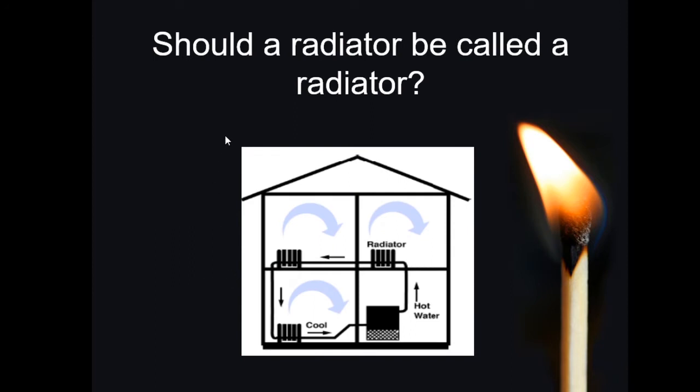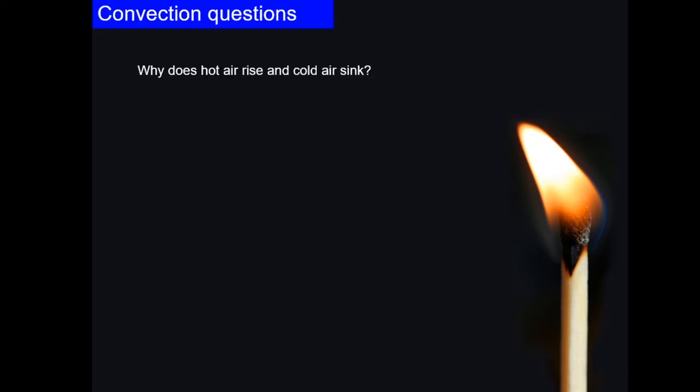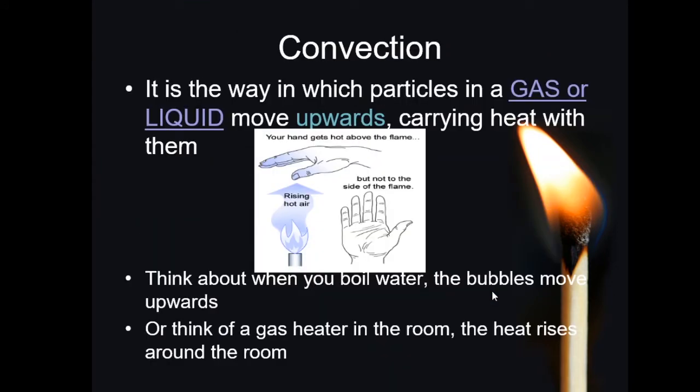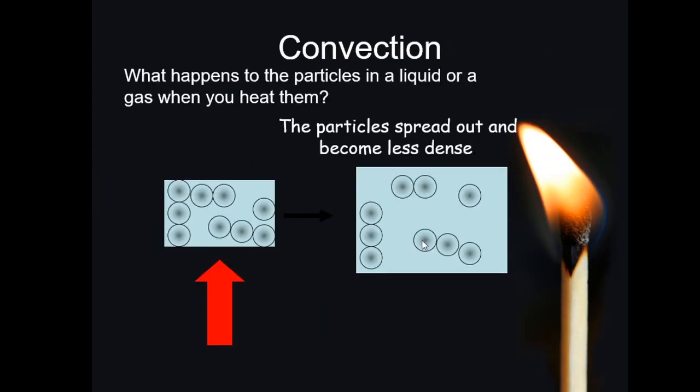So should a radiator be called a radiator? That's a question for you to answer. So here are some convection questions. Why does hot air rise and cold air sink? Cold air is more dense than warm air, so the cool air falls through the warm air. As I have explained earlier, right? The particles become more spread out and less dense if they're heated up. That's especially true for gas particles and liquid particles.